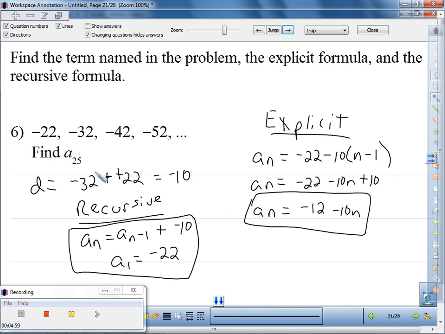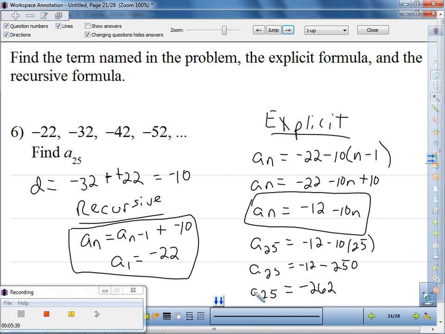Okay, now our next step to find the 25th term, we're going to take 25 and plug it in for n. Okay, so a sub 25 is equal to negative 12 plus negative 10 times 25. Okay, so when we multiply that, we're going to end up with a sub 25 is equal to negative 12 minus 250. So we're going to end up with, for the 25th term, negative 262. But anyway, so the 25th term is negative 262.